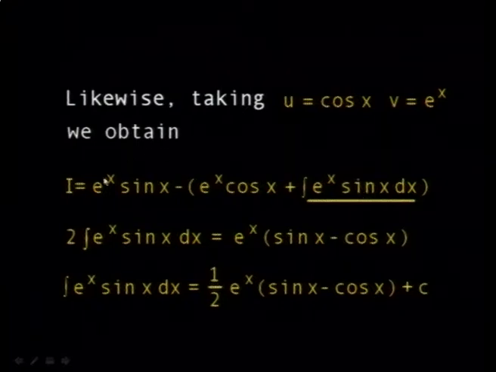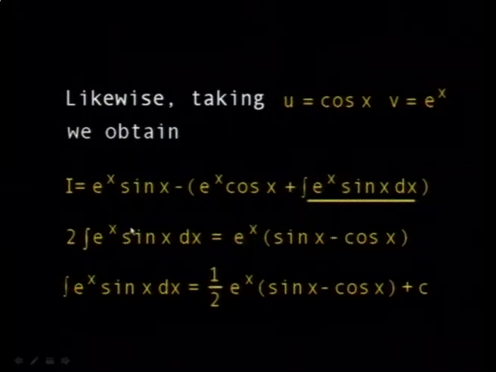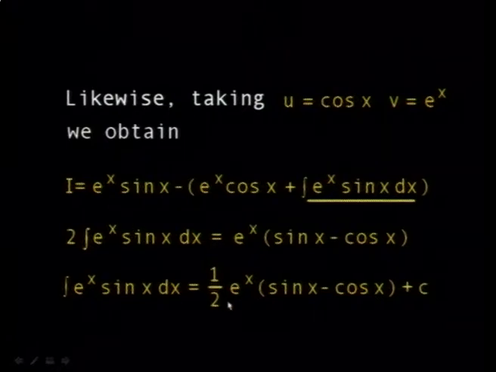So you can sum up both to obtain twice the unknown integral which you wish to calculate, which is equal to the sum of these two terms here, which is e to the power x times sine x minus cosine x. So the integral that you wish to calculate is equal to half this expression here.